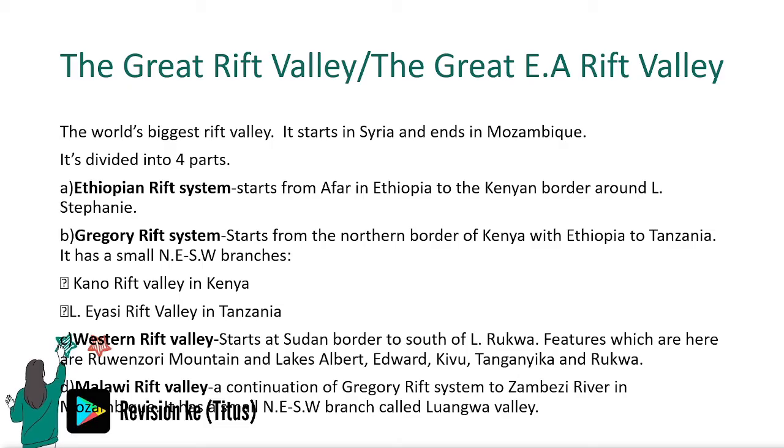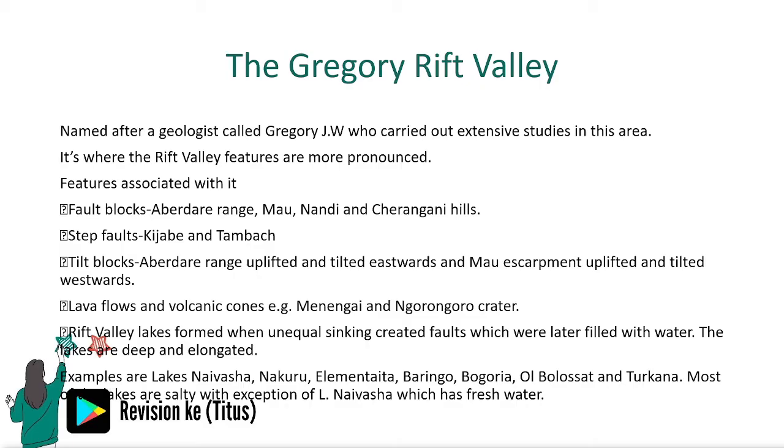And we have the Great Rift Valley, which is the world's biggest Rift Valley. It starts in Syria and ends in Mozambique. It actually passes through Kenya. So you can look at the parts, how it's divided, the parts it's divided into. And then we're going to discuss maybe something interesting.